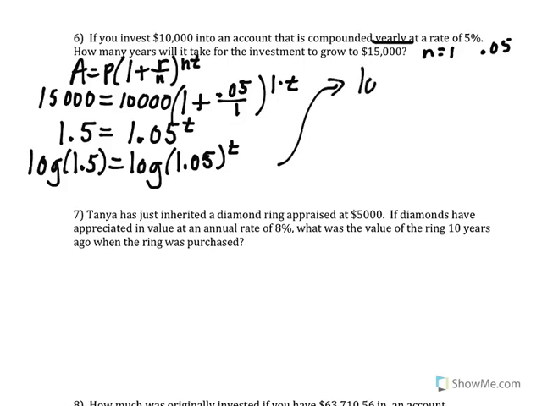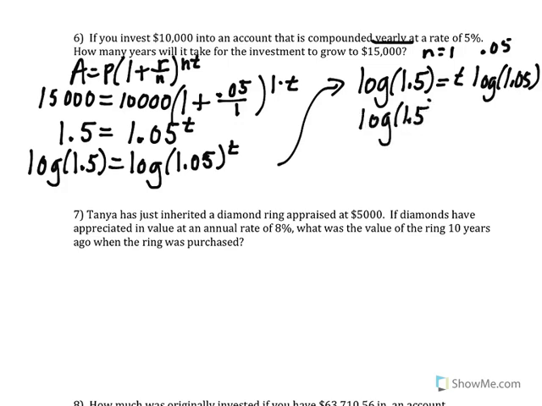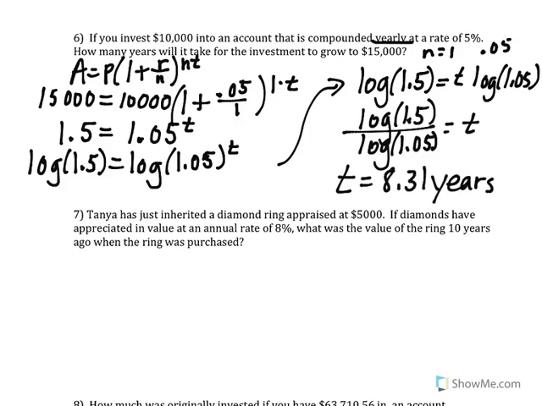So this will be the log of 1.5 equals t, if you use the exponent rule, times the log of 1.05. And to solve for that, you would just divide. This will come out to 8.31 years.